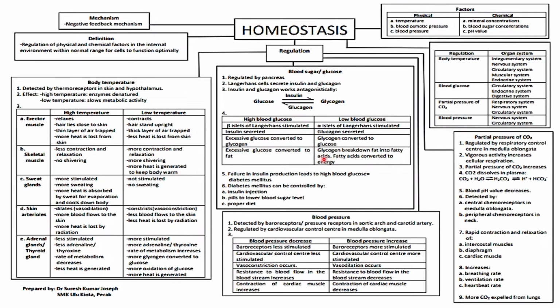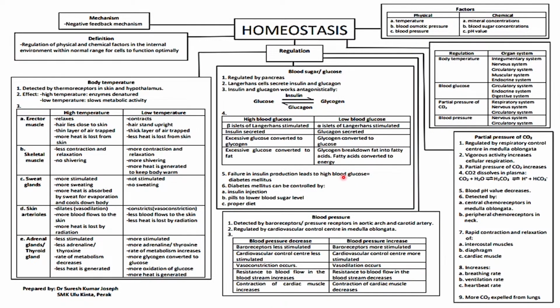So, the glucagon breaks down fat into fatty acids. So, the fatty acid will be converted to energy. So, when we have low blood sugar, we still have energy. So, you won't be fainting. Okay, you won't faint easily because you still have the energy there. Alright. Failure in insulin production will lead to high blood glucose, which is also known as diabetes mellitus.